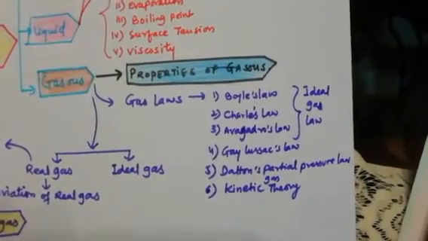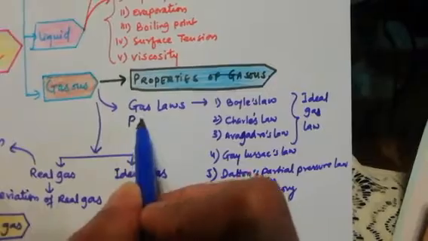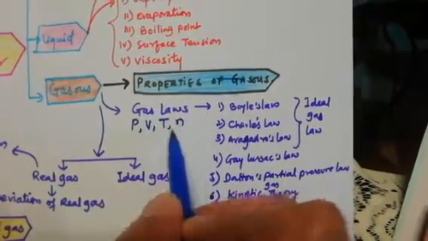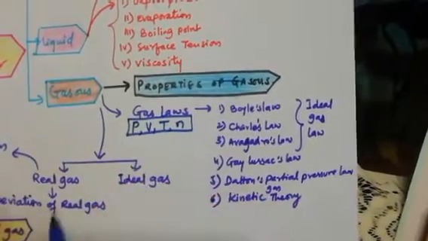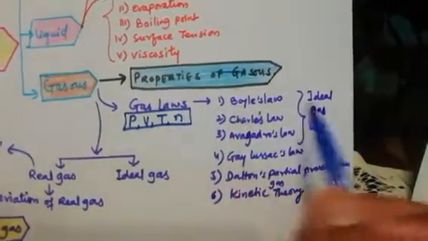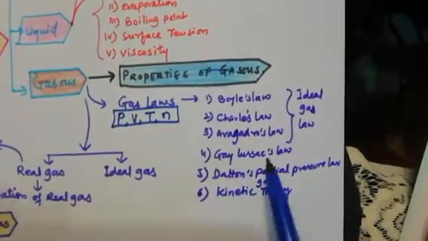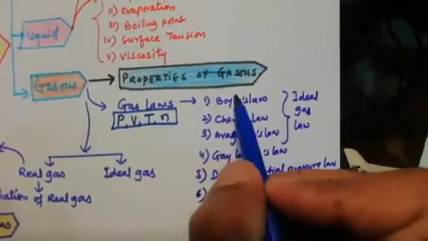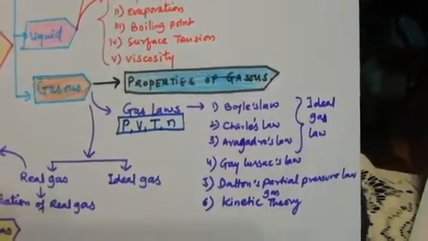What are gas laws? They are the laws that tell us how pressure, volume, temperature and number of molecules are related to each other. There are basically the following laws: Boyle's law, Charles's law, Avogadro's law, Gay-Lussac's law, Dalton's law of partial pressure and the kinetic gas theory. Boyle's law, Charles's law and Avogadro's law combined form the ideal gas law.